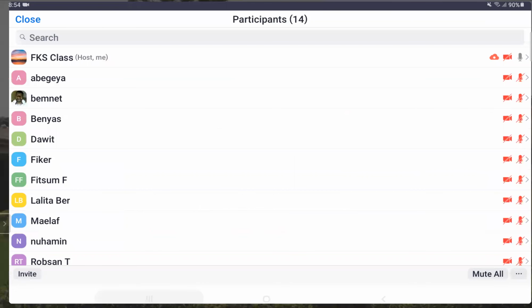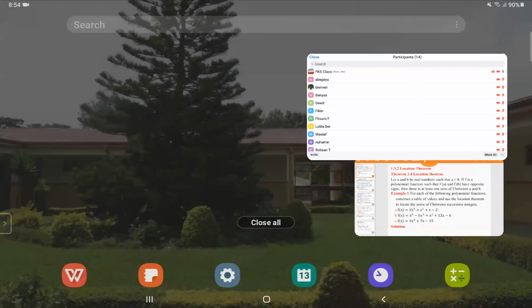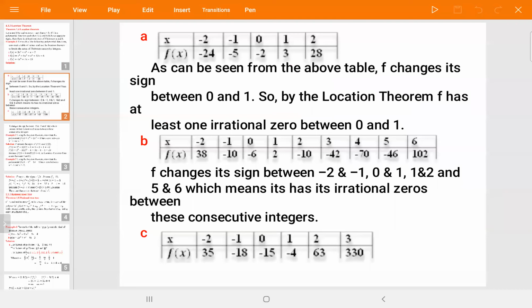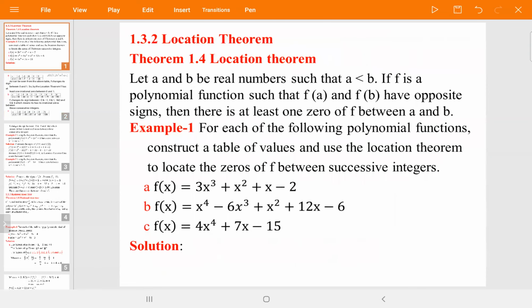The result for the first polynomial: x is minus 2, minus 1, 0, 1, and 2, and f of x is 3x cubed plus x squared plus x minus 2.